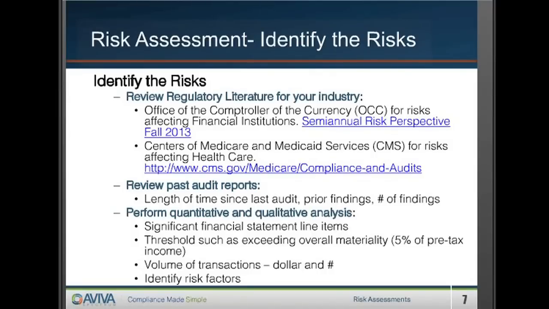Some of the ways that we can identify risks is we look for regulatory literature for our industry. For example, when I used to work at the bank, I'd go to the OCC, the Office of the Comptroller of the Currency, for the risks affecting financial institutions. We included the actual link, so you can go to the report called the Semi-Annual Risk Perspective for fall 2013. It lists some of the key risk areas, not only for small, but medium and large financial institutions.